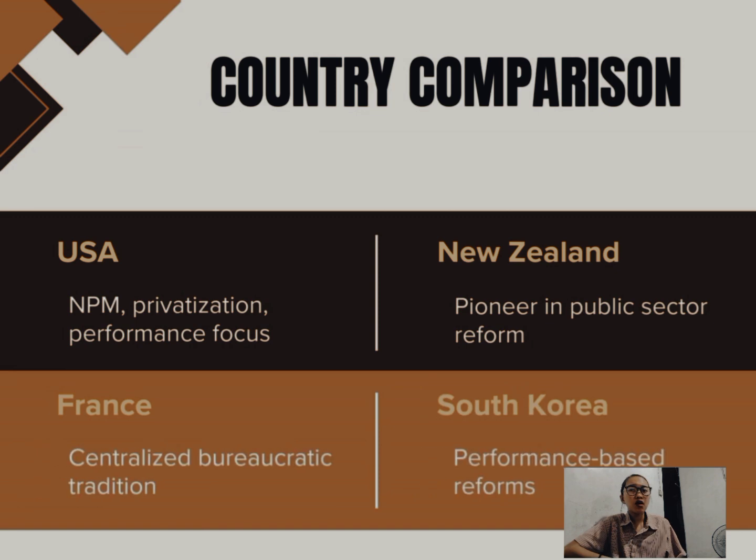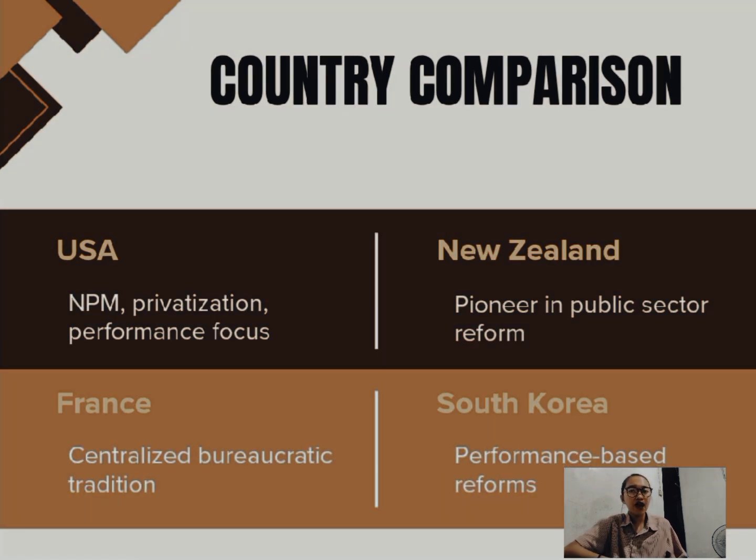So, examples of international comparison. So, the USA, France, New Zealand, and South Korea. So, sa USA is dali nga gidawat ang NPM favoring privatization and performance measurement. Sa France is nagpadayon sa strong bureaucratic traditions with centralized government. And sa New Zealand, a leader sa pag-implement sa NPM with major public sector reforms. And then sa South Korea is mixed bureaucratic heritage of modern performance-based reforms.